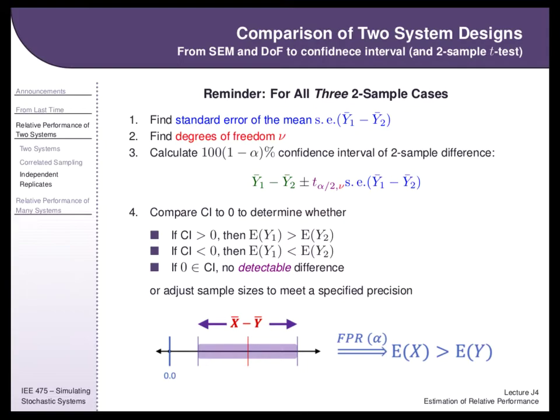You plot your confidence interval and you ask, is 0 inside the confidence interval? If 0 is on the left side, then I conclude that one system is significantly larger than the other. If it's on the right side, I conclude the opposite thing. If 0 is in the middle, I can't really detect any difference. But if I have tight confidence intervals, it might be safe for me to say that the two systems are practically equivalent.